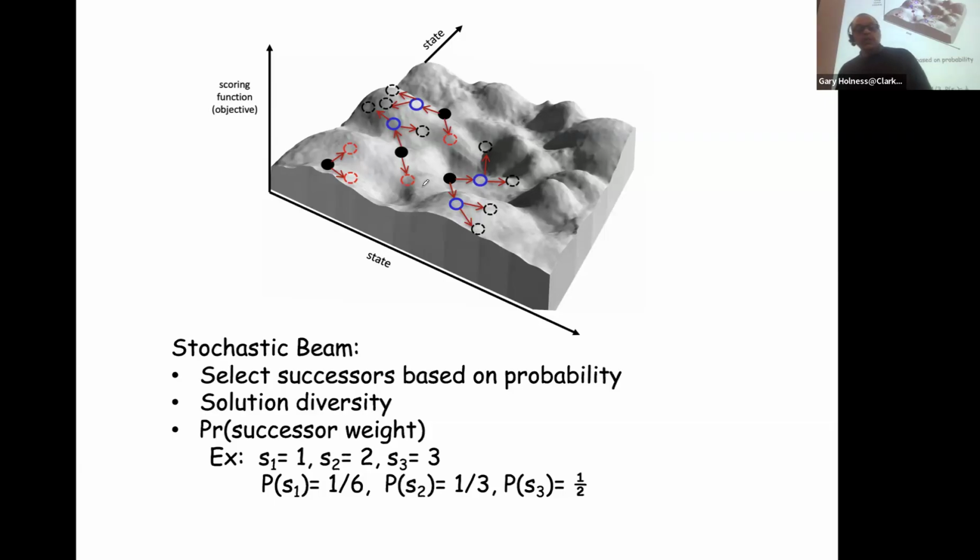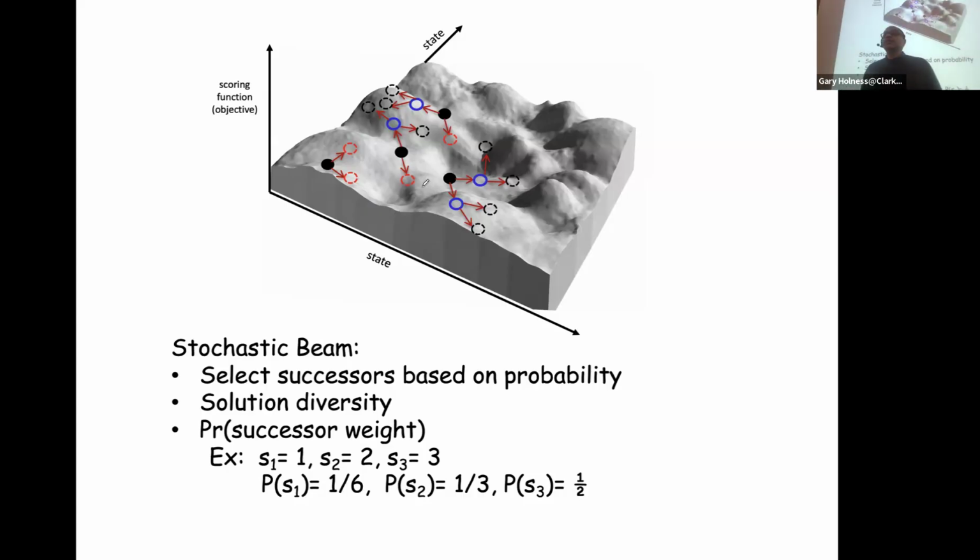Okay. So another one is called stochastic beam search. Instead of selecting your successors and doing this top K, you're going to give those less desirable successors an opportunity to be selected. Less desirable, meaning that you have a selection probability, and that selection probability, in this example, let's say you had three successors, one had an objective measure one, the others two, the others three.